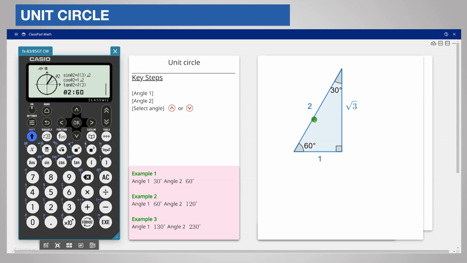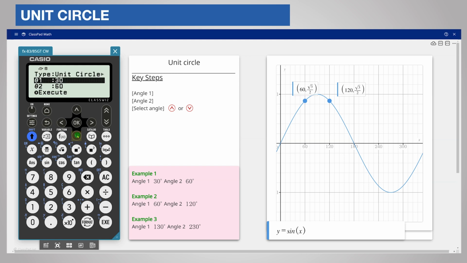Let us now move to angles between 0 degrees and 360 degrees. Press back to return to the input screen. Scroll down and enter angle 1, 60 degrees, and angle 2, 120 degrees. Display the circle by choosing Execute.